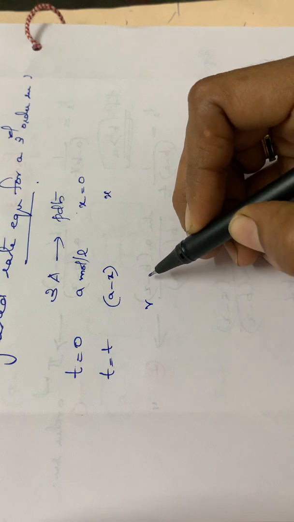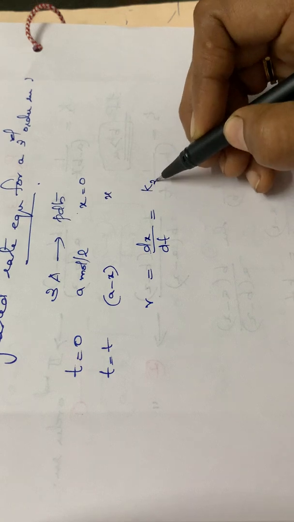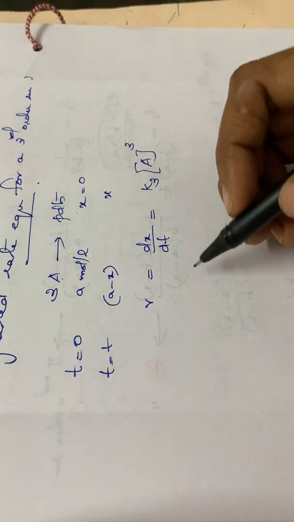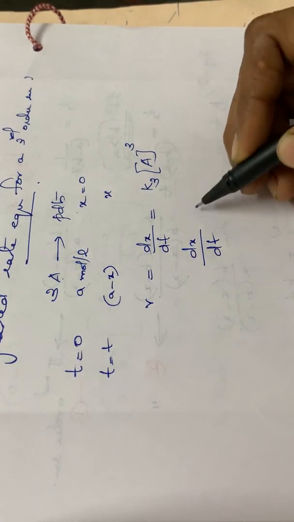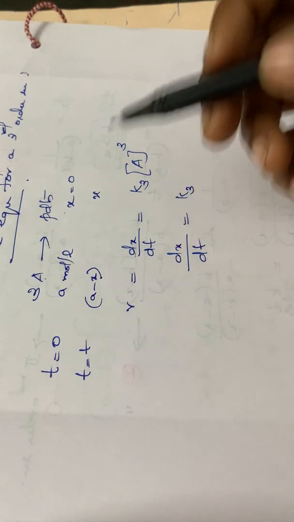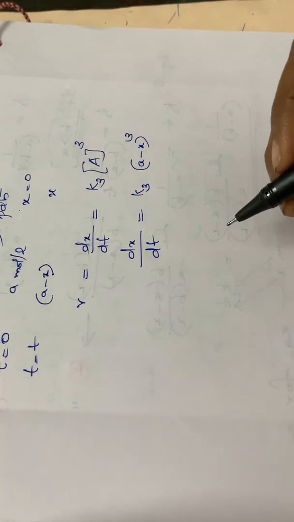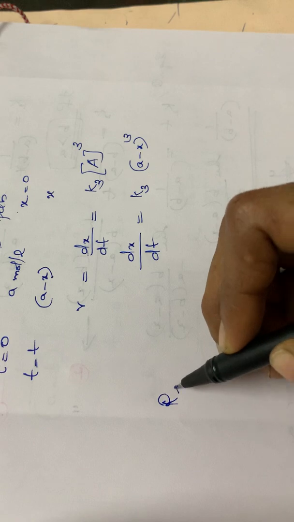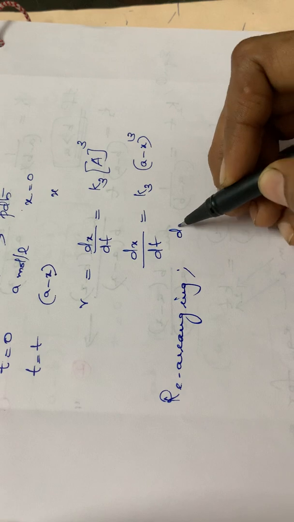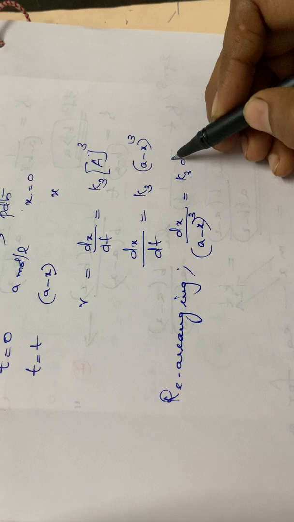So here rate is equal to dx by dt. dx by dt is equal to k3 into the concentration of A, the whole cube, isn't it? A into A raised to 3. So dx by dt is equal to k3 into the concentration of A after time t, which is a minus x. So k3 into a minus x, the whole cube. Then what is the next step? Rearranging this equation: dx divided by a minus x, the whole cube, is equal to k3 into dt.